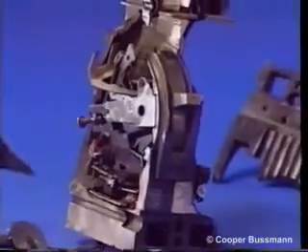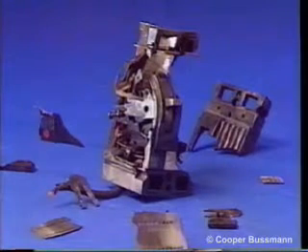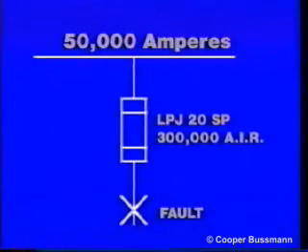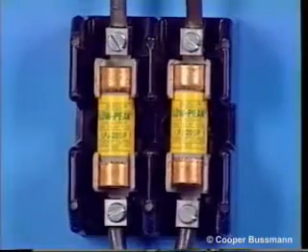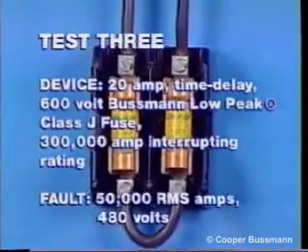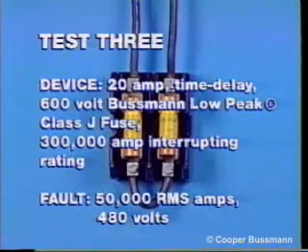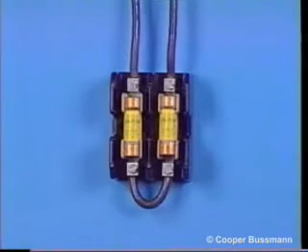In both of these tests, parts and molten metal could seriously injure an electrician or anyone near the panel. Let's look at the one-line diagram for the third test. In this test, 20 amp time delay Bussman low peak Class J fuses with 300,000 amp interrupting rating are subjected to the same 50,000 amp fault. Notice that the fault has been safely cleared without any damage.